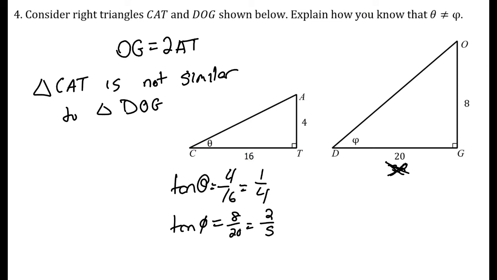1/4 and 2/5 are not the same, so those two angles are not equal. Theta does not equal phi. Theta does not equal phi because those two ratios are not the same. If those ratios were the same, then we could say those angles were equal, because I know those angles are equal if those ratios are the same. These two triangles are not similar, so those angles are not equal.